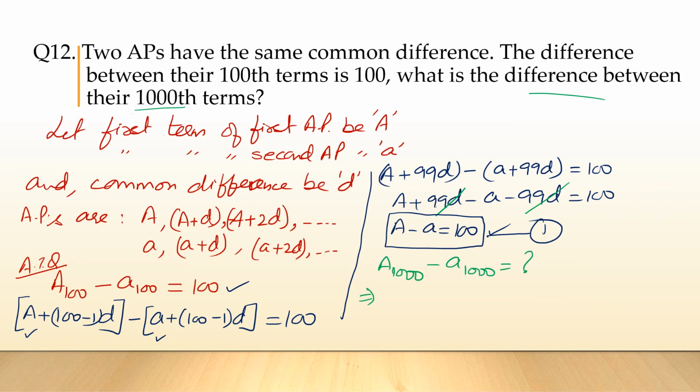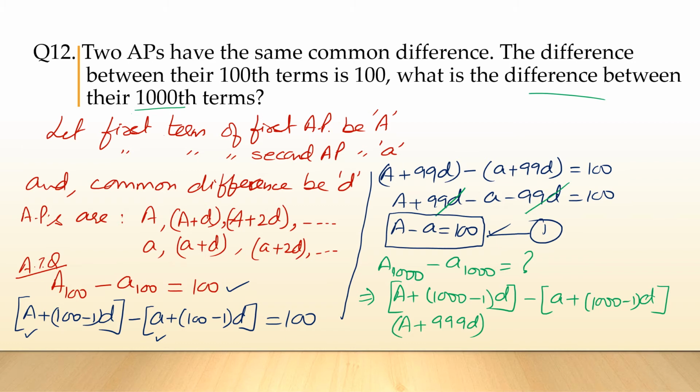So let's use the formula for nth term. So this can be written as A plus (n minus 1)d, and for this we can write A plus (1000 minus 1)d, but just make sure first AP की first term capital A और second AP की first term is small a. So let's A plus 999d minus (a plus 999d), right?